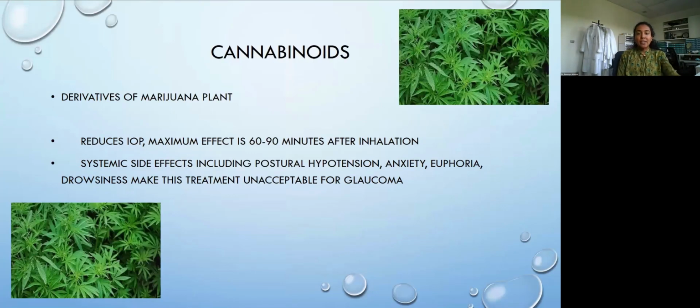So the next class of medications we're going to discuss is cannabinoids. These are derivatives of the marijuana plant. This reduces eye pressure, so IOP, and the maximum effect is usually 60 to 90 minutes after inhalation. Systemic side effects are also present for this, and include partial hypertension, anxiety, euphoria, and drowsiness. So this is why this type of treatment is unacceptable for glaucoma.